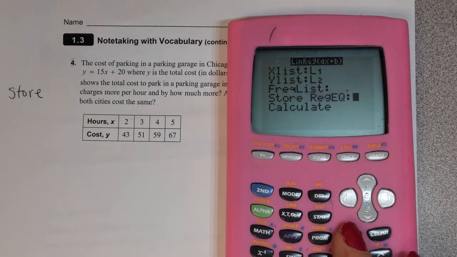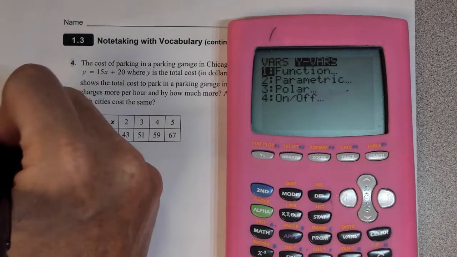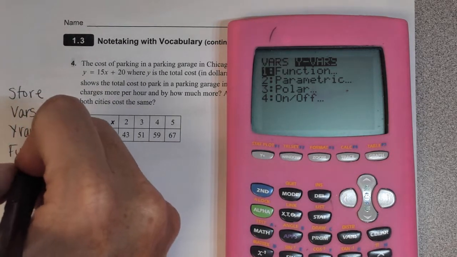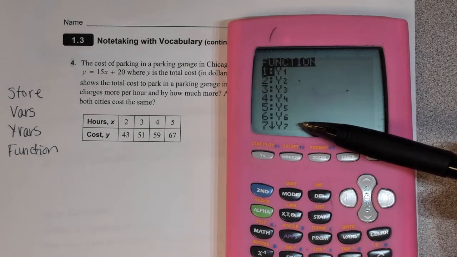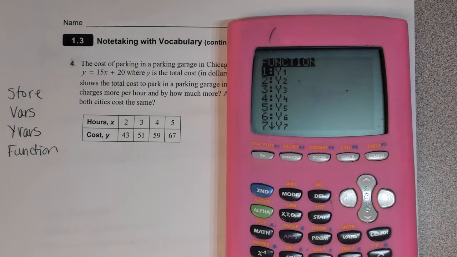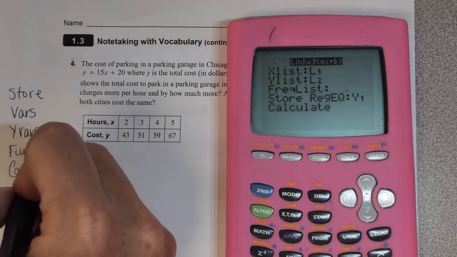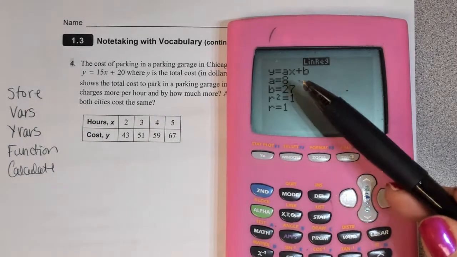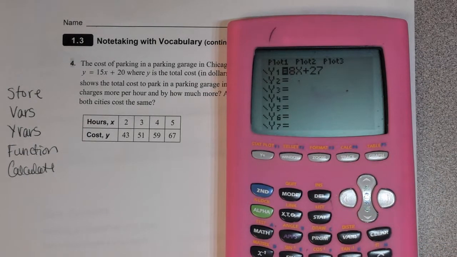And what I'm going to go to is vars. Go to vars, and I go over to Y vars, and I use function because I'm using a function. Now you can choose whichever place you want to put it into, any of those y values. Which one makes the most sense? Y1, we always use Y1 anyway, so let's just push enter there. And now you're just going to go down to calculate like normal. So if I go down to calculate, I hit enter. Right here it's telling me my equation. But if I go to y equals, it just puts it in there for me too.